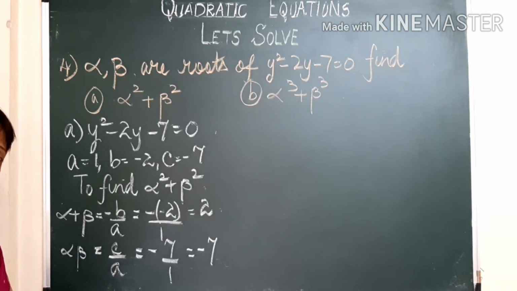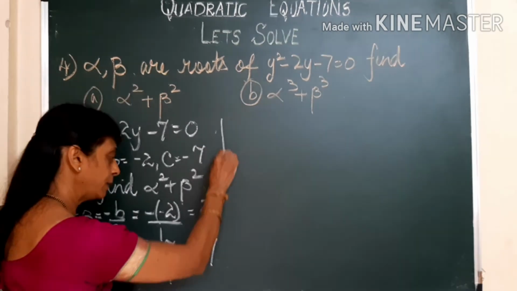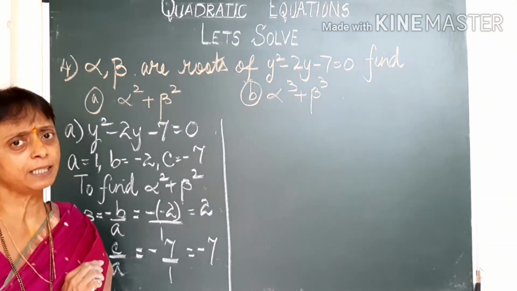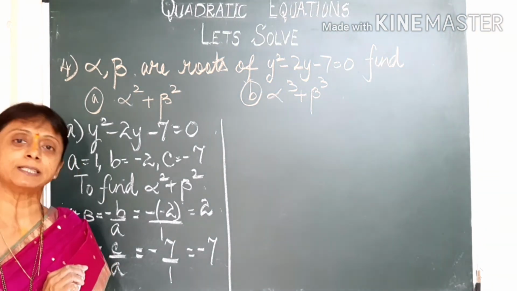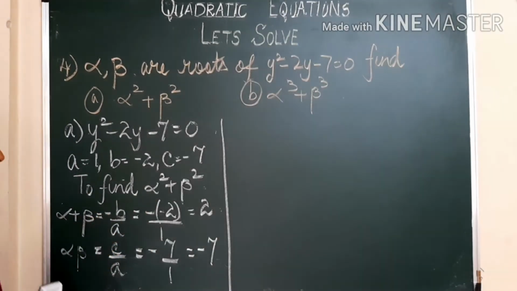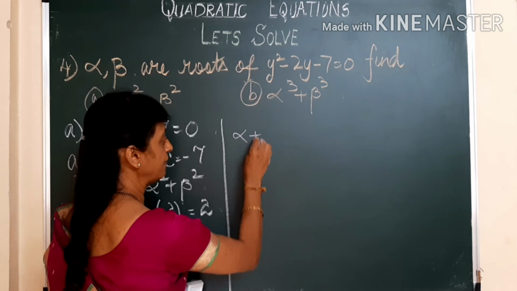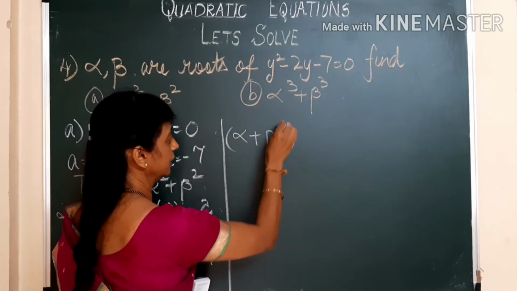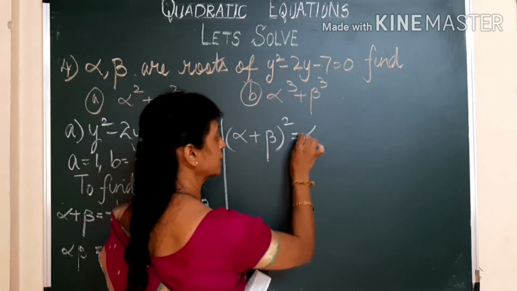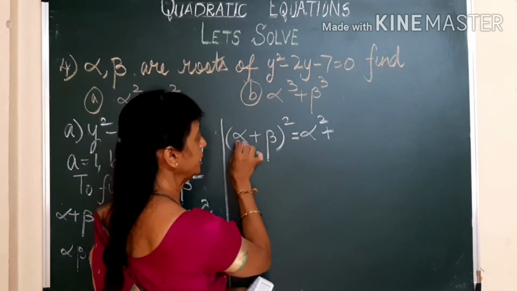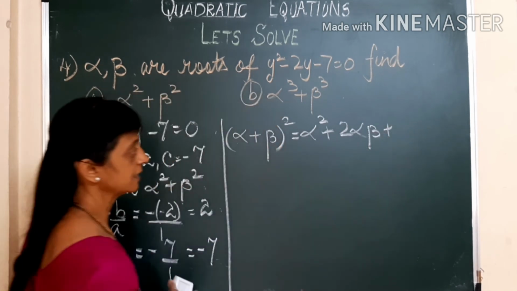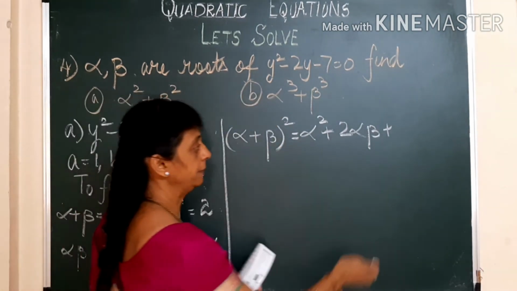For this, just recall the formula, children. Which formula? a plus b the whole square. What is a plus b the whole square? a square plus 2ab plus b square. Same thing we will apply over here. So alpha plus beta the whole square will give you alpha square plus 2 into alpha into beta, plus the last term will be beta square.